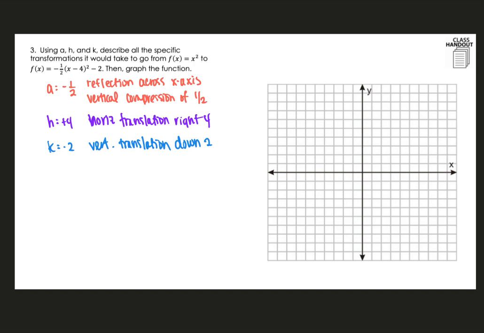All right, so I'm going to go ahead and graph my parent function just so we have something to reference as we're graphing it. Again, not necessary, but kind of nice to have to make sure that our graph looks correct. So we know our parabola is going to be wider than this graph and in the opposite direction, since we have a reflection as well as a compression.